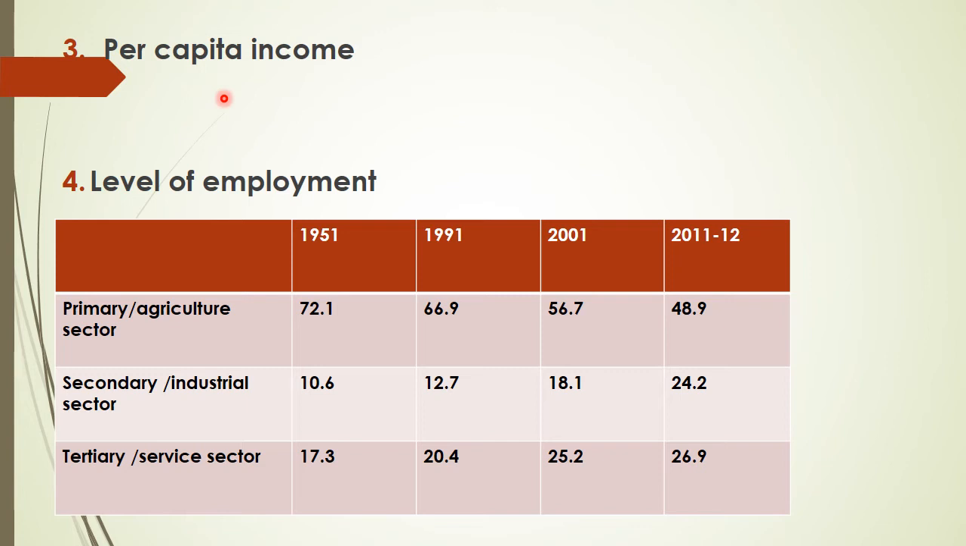But between the period from 1950-51 to 1990-91, it increased by roughly 1.6%, while after 1991 it increased by 5.5%. So we observe that the share of agriculture in the employment has declined over the years, and that of industrial and service sector has increased.